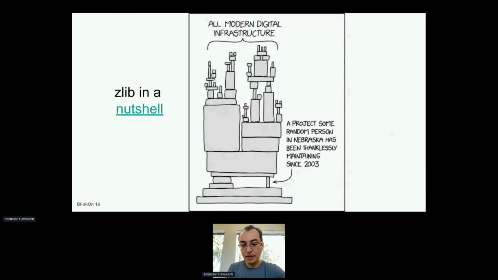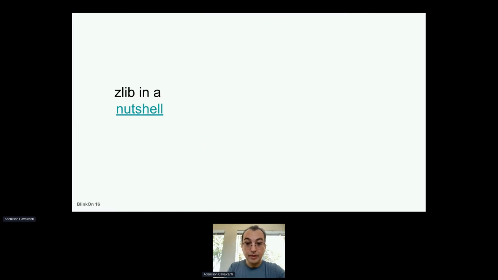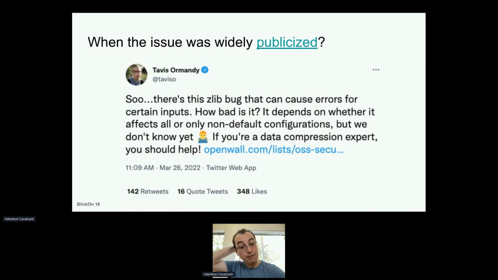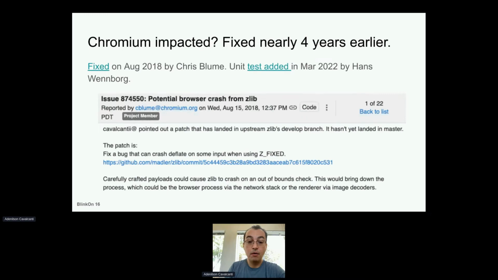So this is basically zlib in a nutshell. It's a core component of the modern infrastructure, but no one is paying attention to it. Right. So when the issue was first publicized, Tavis Ormandy, who my understanding is a security researcher working for Google, bumped into this issue while investigating something else, and he decided to create the CVE. But was Chromium impacted? Well, in 2018, I was looking at the develop branch of Canonical zlib. I noticed this change, and I asked Chris Blume if he could backport it to Chromium zlib. So the good news is we have been fixed for nearly 4 years, unlike everyone else. So yay, Chromium zlib was fixed.